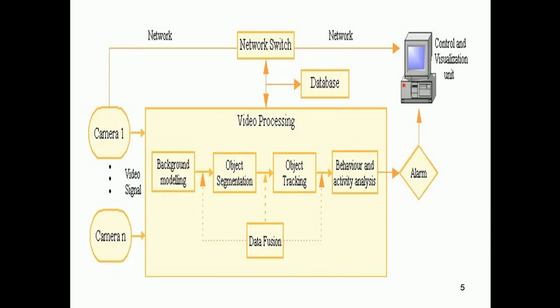This is the main flow involved in the video processing system. There are N cameras attached to video processing. These N cameras send video signals to the video processing as its input. Background modeling, object segmentation, object tracking, and behavior and activity analysis are the four steps in video processing. If any abnormal situation occurs, then the alarm attached to video processing alerts the security personnel.